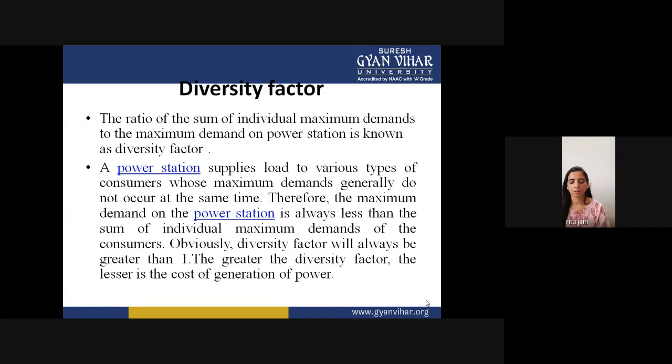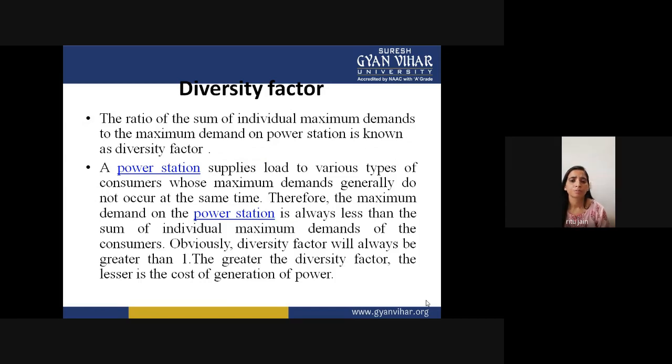For example, a power station which is connected to four consumers. One consumer has his maximum demand at a different time, the second consumer will have his maximum demand at a different time, the third consumer also, and the fourth consumer as well. But the power station maximum demand will be different. Therefore, the maximum demand on the power station is always less than the sum of individual maximum demands of the consumers. So diversity factor will always be greater than 1.